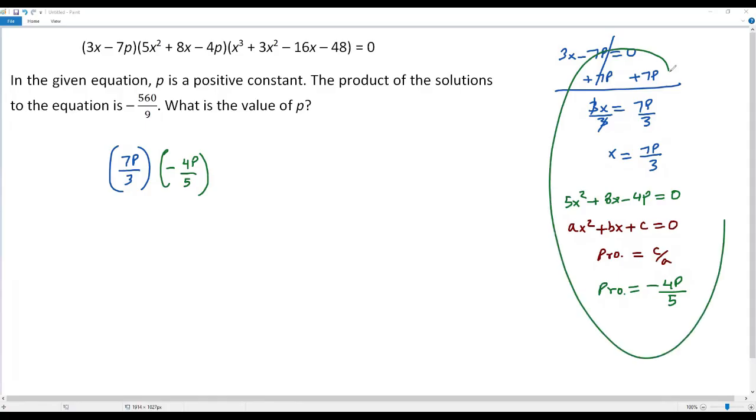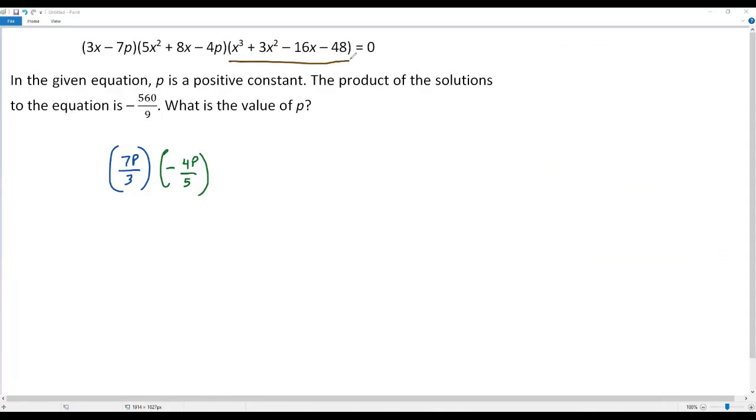Okay, now let me erase this stuff and equate the third one to 0. Now let me equate the third expression to 0. Then I'm getting x to the third power, positive 3x square, negative 16x and negative 48 equals 0. Okay, now I think we can solve this one by factoring.